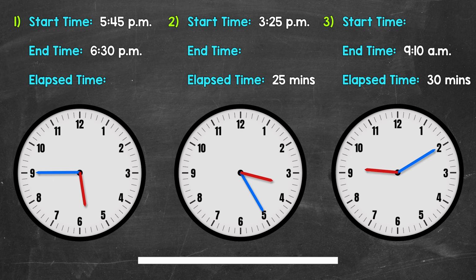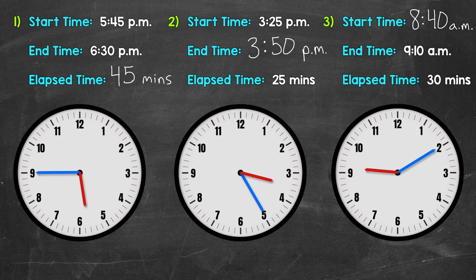Okay, so that was 3 minutes. Let's go over the answers. For number 1, the elapsed time, 45 minutes. For number 2, the end time, 3:50 p.m. And for number 3, the start time, 8:40 a.m. So there you have it. There's how to work through elapsed time problems using a clock.